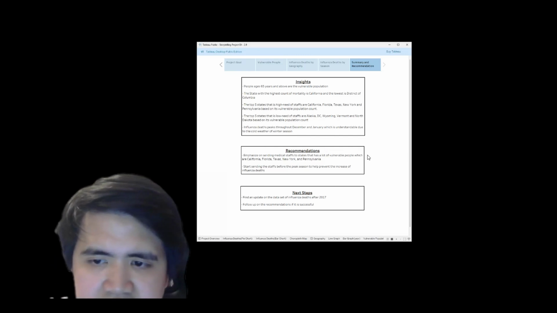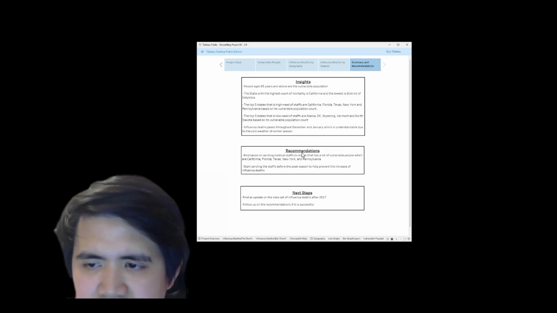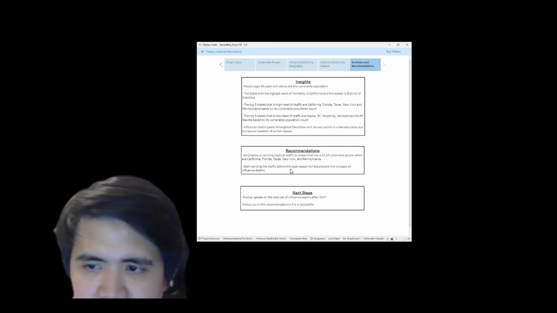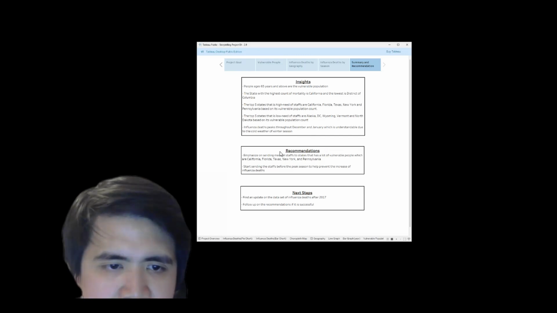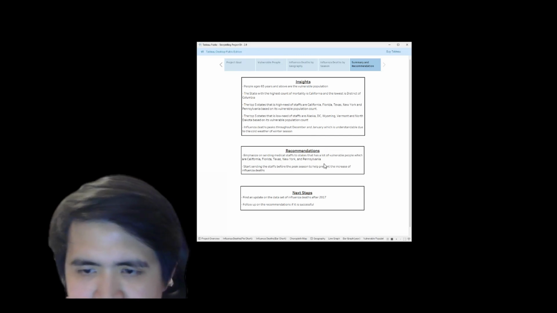And with that, this leads us to the recommendation of sending medical staff around November, which is prior to the known peak of influenza. And we are going to send them to the states with the most vulnerable population, which are California, Florida, Texas, New York, and Pennsylvania.